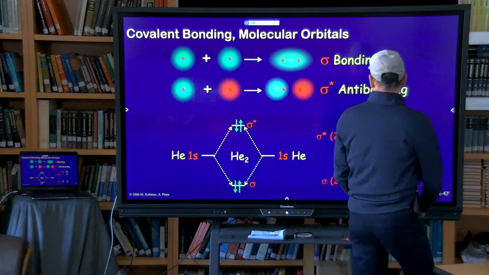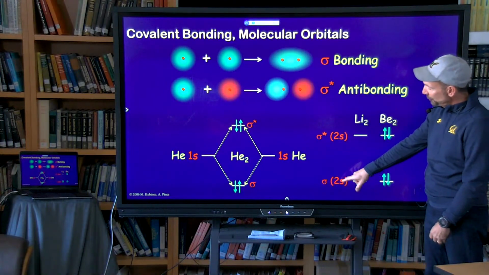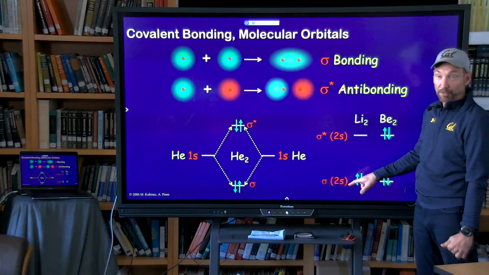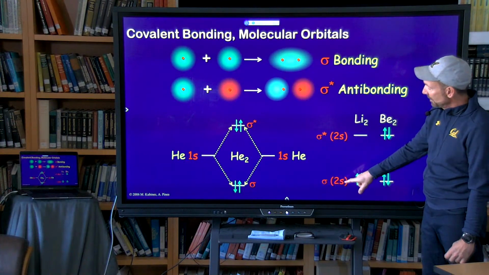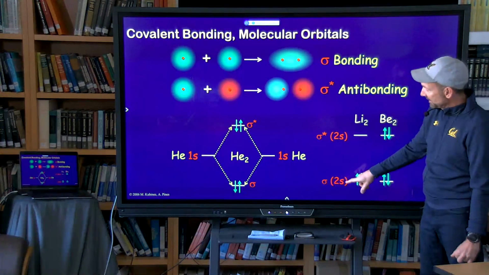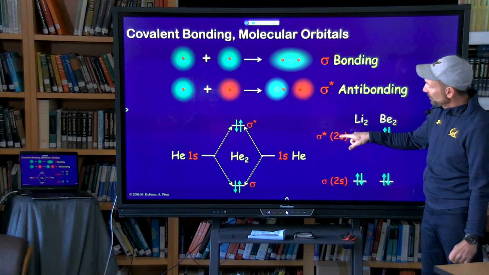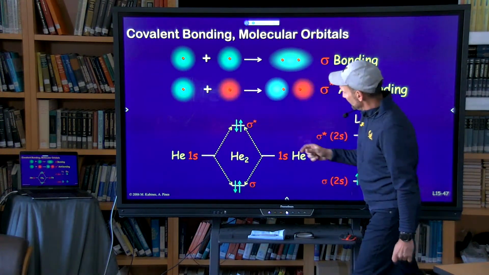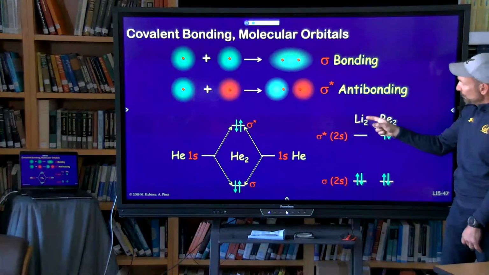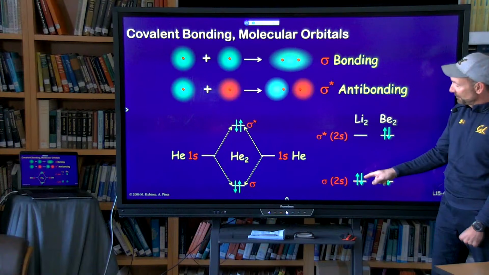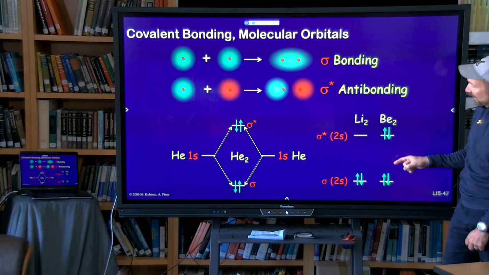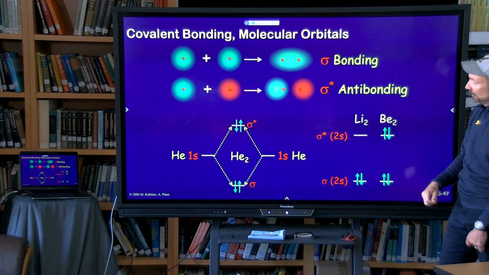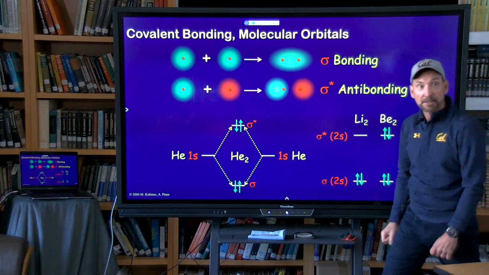If I went to lithium, then I would add and subtract the 2s valence orbitals. Adding the 2s, I get a sigma bonding orbital from the 2 2s's added in phase, and a sigma antibonding orbital from the 2 2s's added out of phase. And they're still s's, so it's easy. But the lithium dimer would have 2 electrons, 1 from each lithium atom. The beryllium dimer would have 4 possible electrons, 2 from each beryllium atom. This one has the potential to form a stable dimer. The beryllium doesn't.